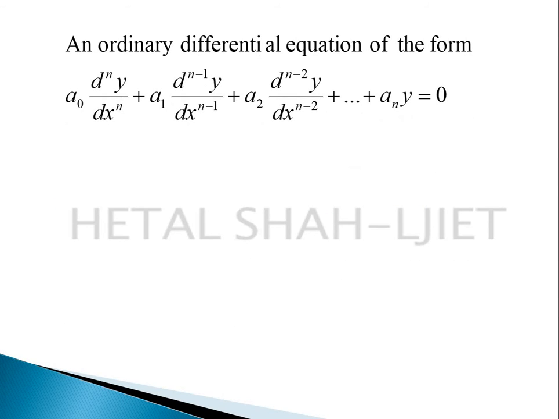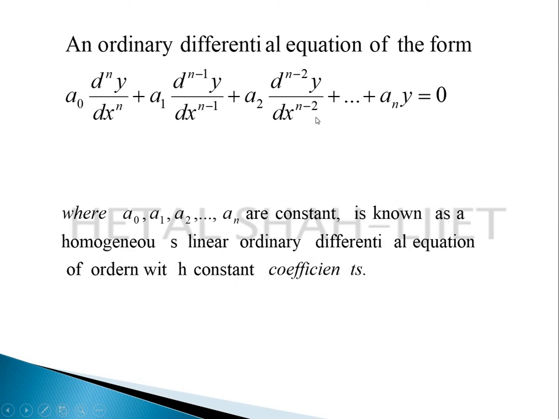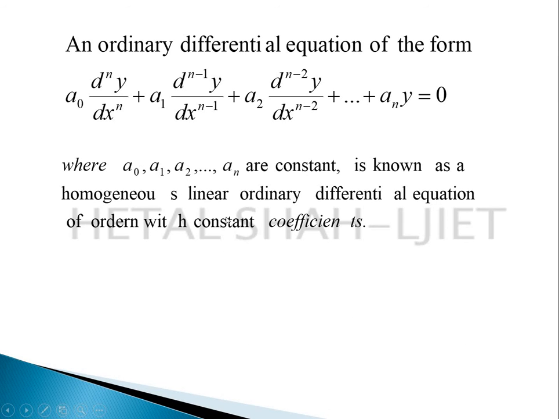So an ordinary differential equation of the form a0 d raised to n y upon dx raised to n plus a1 d raised to n minus 1 y upon dx raised to n minus 1 up to an y equal to 0, where a0, a1 up to an are constants, is known as a homogeneous linear ordinary differential equation with constant coefficients. Here, this equation is homogeneous because its right hand side is equal to 0.